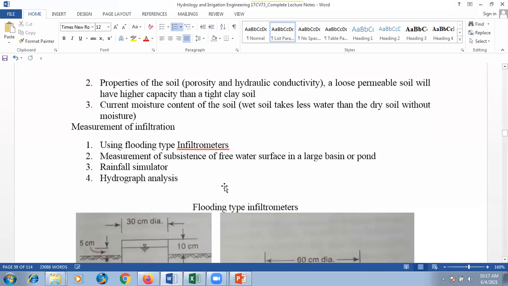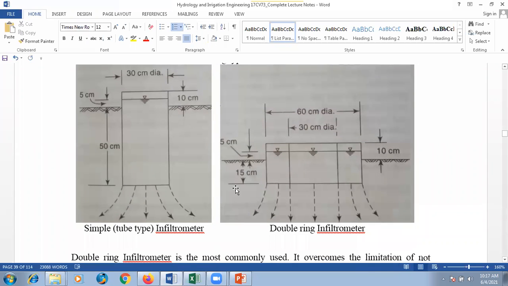So coming back to the flooding type infiltrometer, there are two types: the simple tube type, and the double ring infiltrometer, a ring within a ring. There is one ring, and outside also there is one ring. Both are circular in cross section. One is of 30 centimeter diameter, the other is double the dimension, 60 centimeter diameter. Part of this infiltrometer is buried in the soil 15 centimeter below, just to simulate the conditions of the soil in which this infiltration has to be measured.